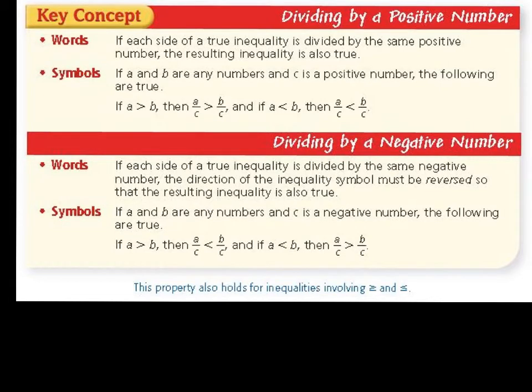Now, we've really been using division already when we're multiplying by the reciprocal, because that's the same as dividing. But just in case, if each side of a true inequality is divided by the same positive number, the resulting inequality is also true. And if each side of a true inequality is divided by the same negative number, the direction of the inequality must be reversed so that the resulting inequality is also true.